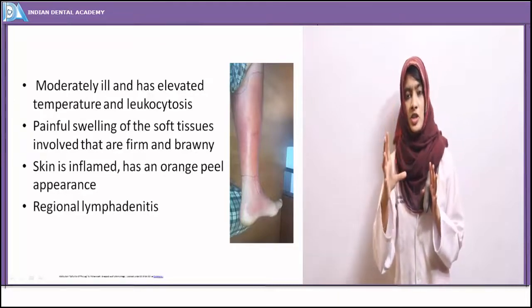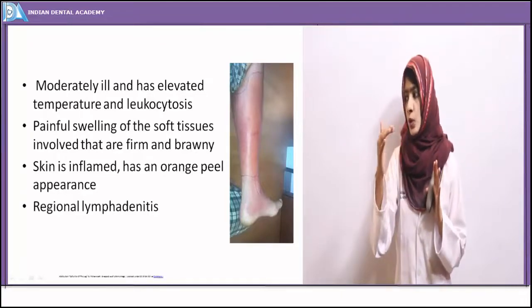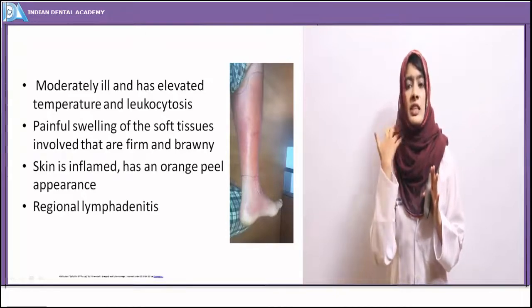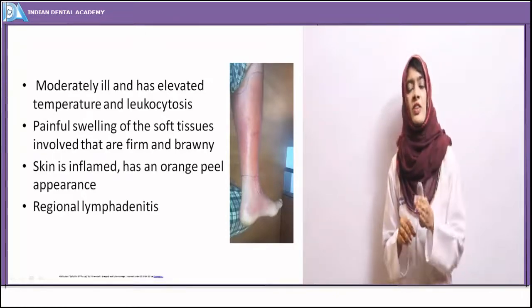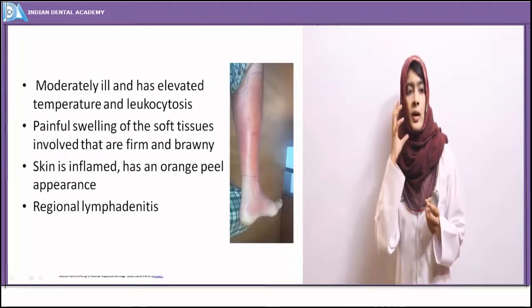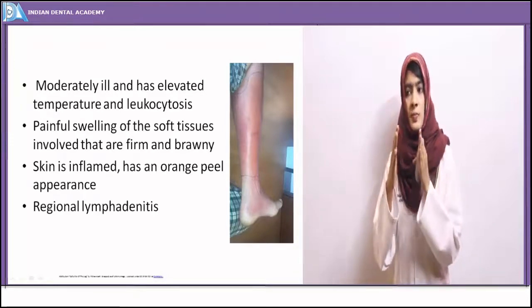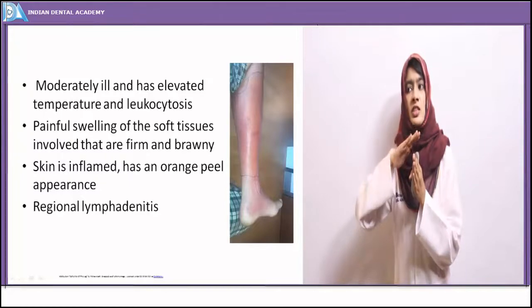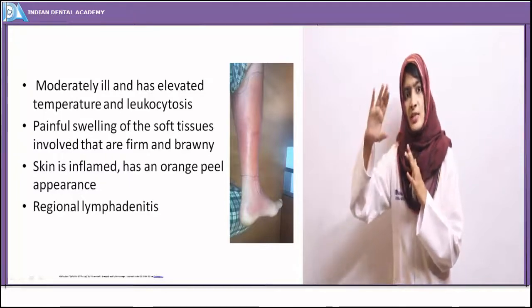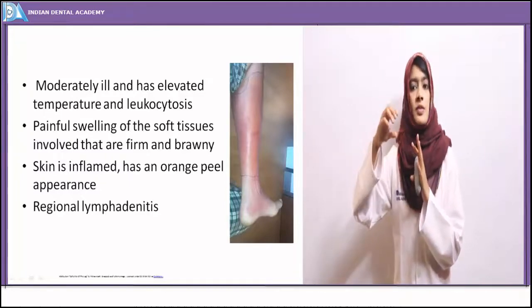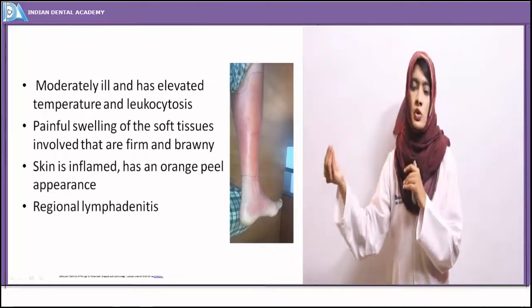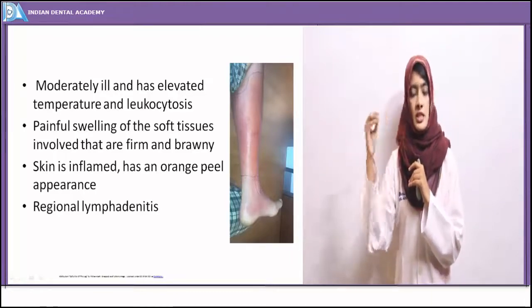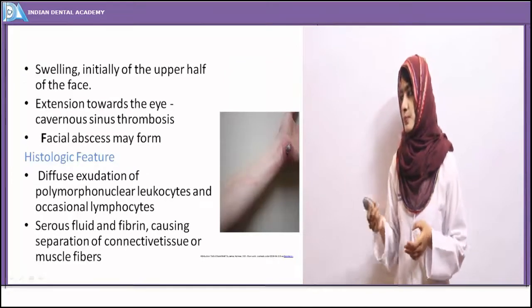As the inflammation progresses, it involves the regional lymph nodes, so regional lymphadenitis is present. As the inflammation progresses, whatever pus is present tends to spread along the facial spaces, and once it becomes localized, at one point of time, it tends to discharge through the skin surface. So the pus is discharged from the skin surface.